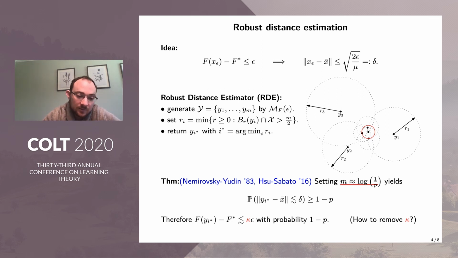But now the problem is that if you go back to function values using smoothness, with a little computation you'll see that the probability that the function gap is smaller than kappa epsilon is 1 minus p. So what you incur is a condition number cost in epsilon, which can be very large. Again, the question is, can we remove this dependence on kappa from the robust distance estimation technique? That's the main question we're going to address, and the answer turns out to be yes.